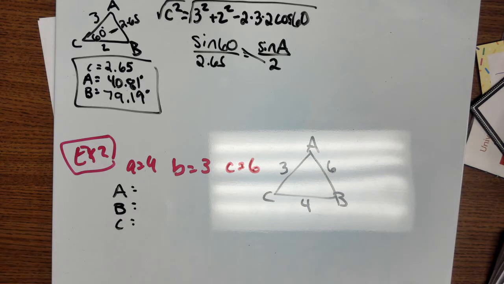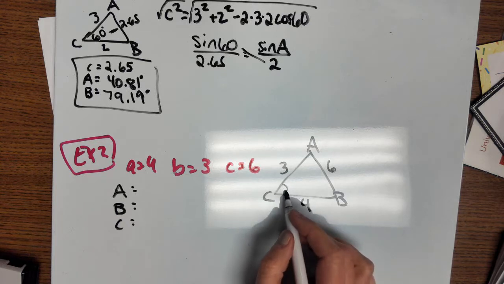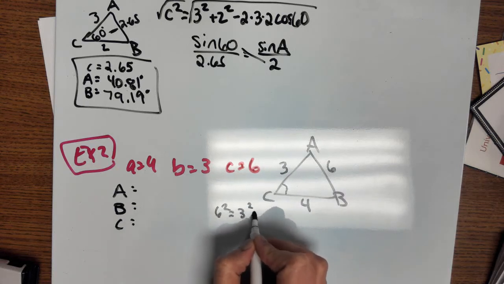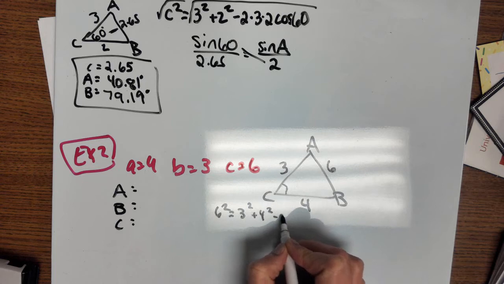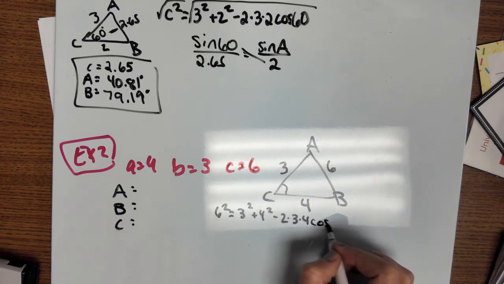So when you look at these, I'm going to find the largest angle first. So that's a good rule of thumb. So we're going to look for C first, which means because I'm looking for angle C, I have to start with side C. So 6 squared equals the sum of the other two sides squared, minus 2 times 3 times 4, always repeat those two sides, cosine of C.